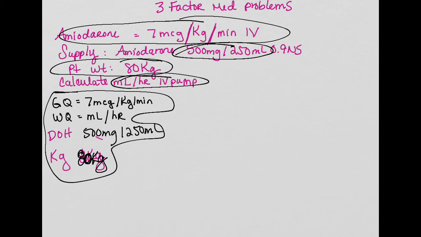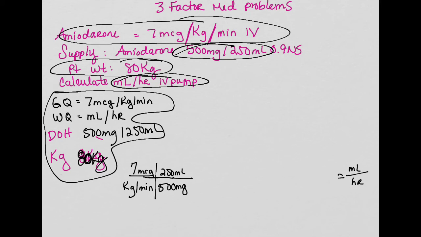Okay, so let's set this up. We're going to do 7 micrograms here per kilogram per minute. Our answer we're looking for is mLs an hour, right? So I always put that last. All right, now we need to get from here to here. We don't have mLs per hour yet, so we need to do some conversions. So the next thing I have is the dose on hand, so it's going to go next: 250 mLs in 500 milligrams.